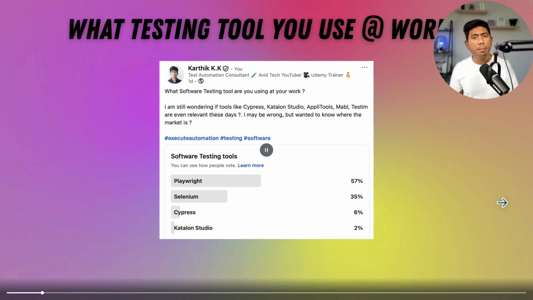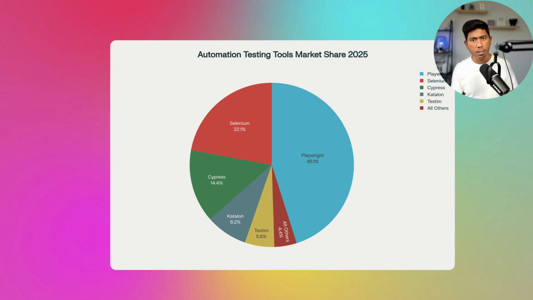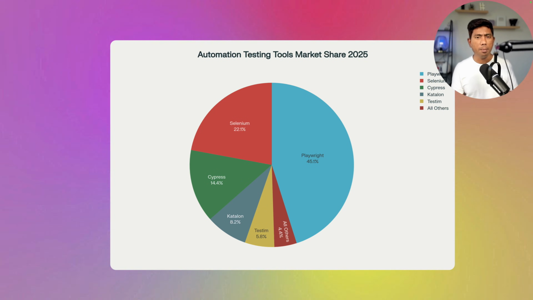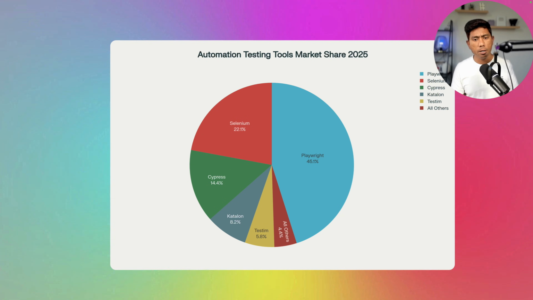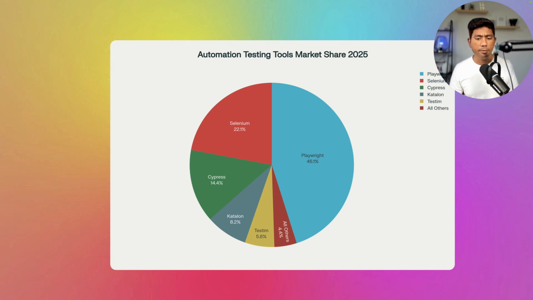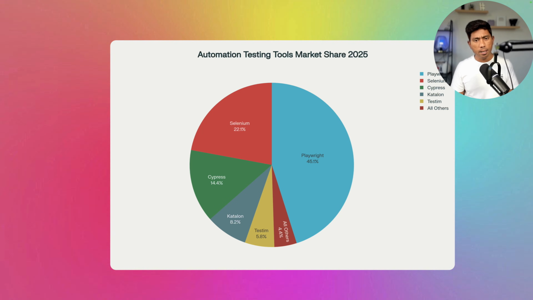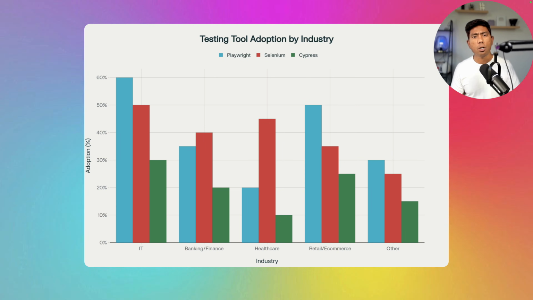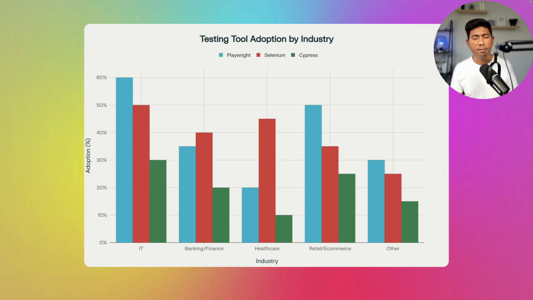Let's quickly see the market share of Playwright compared to other testing tools. You can see that Playwright has around 45.1% of market share, Selenium has 22%, Cypress has 14%, Katalon has 8.2%, and Testim and other tools are very, very low. So the market share is quite low for them, and the same goes for the industry adoption, categorized by industries. But you may ask a question like, Karthik, how are you getting these particular details?